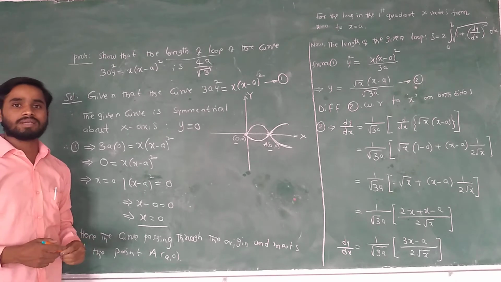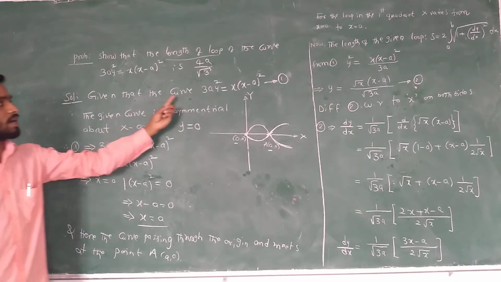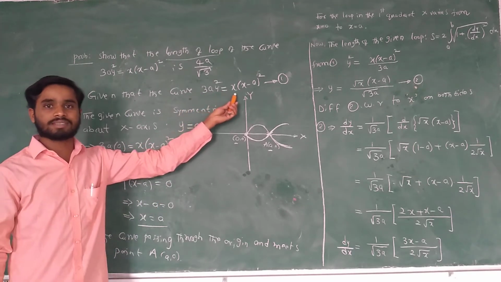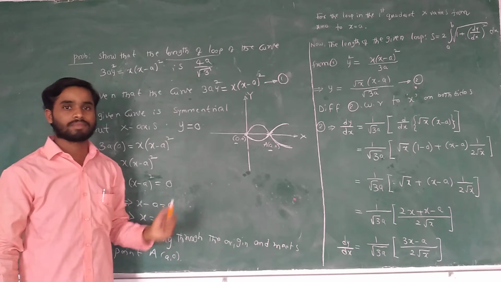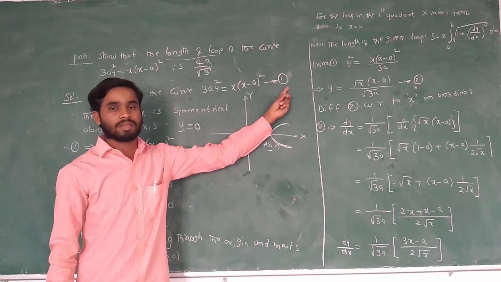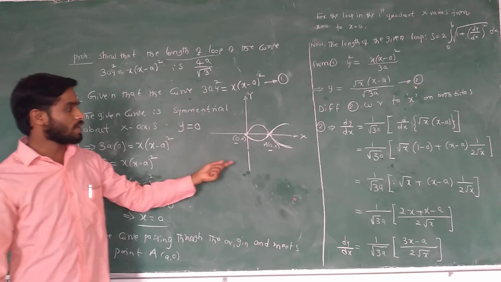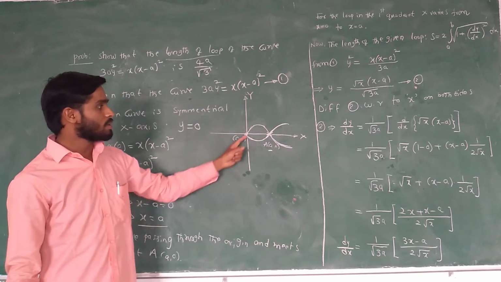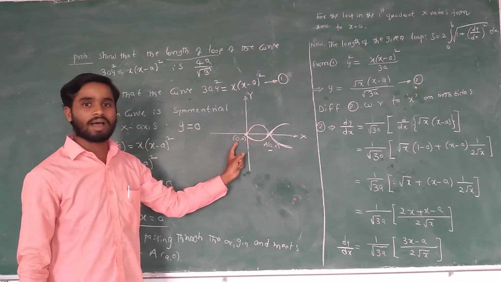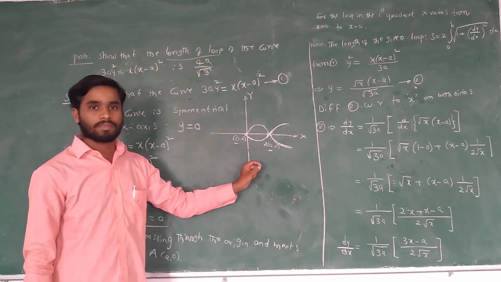Quickly we will move on to the solution. Given the curve 3ay² = x(x − a)². Let us consider this as equation number 1. If you draw the graph of this given curve, it looks like this. This curve passes through the origin and meets at the point (a, 0).